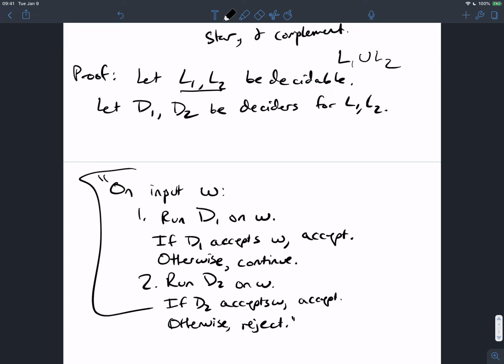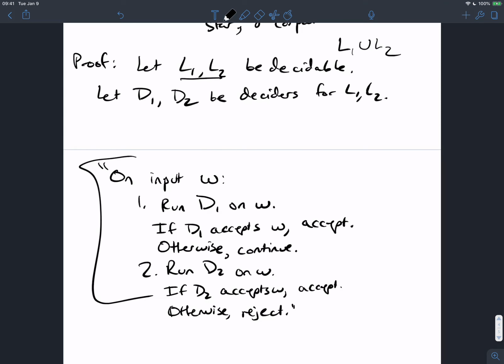So this example is just for union? Yeah, just for union. But for intersection, I'm only going to modify this a small bit. Any other questions?